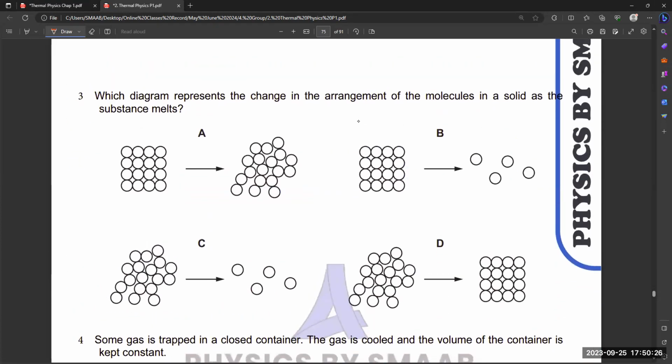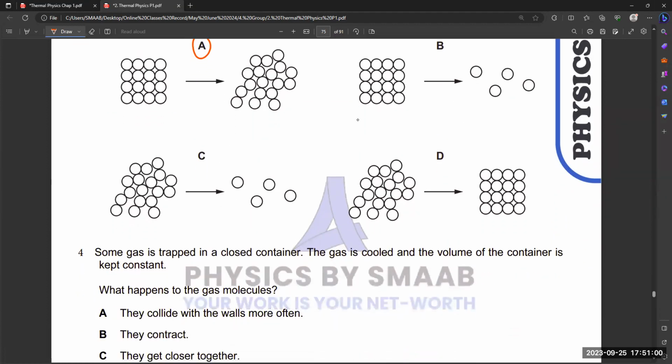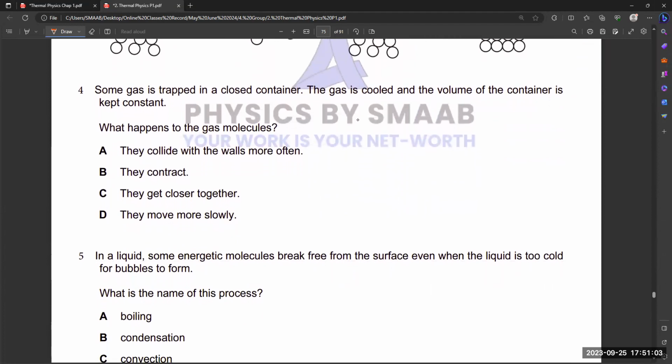And in question 3, there are different arrangements of the molecules in a solid as the substance melts. So when the substance melts, option A. Because when a substance starts to melt, it actually converts into a liquid. So the molecules are not very far away from each other. They will not move very far. So A is the right choice because we have to consider the solid to liquid state. In a liquid, the molecules are still close together, not very far away.